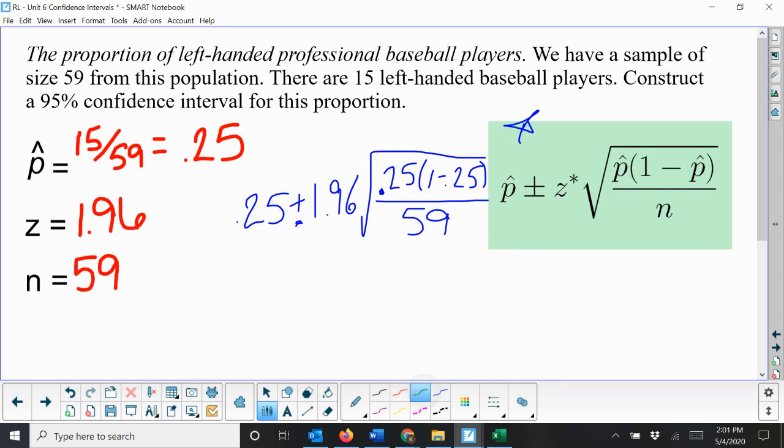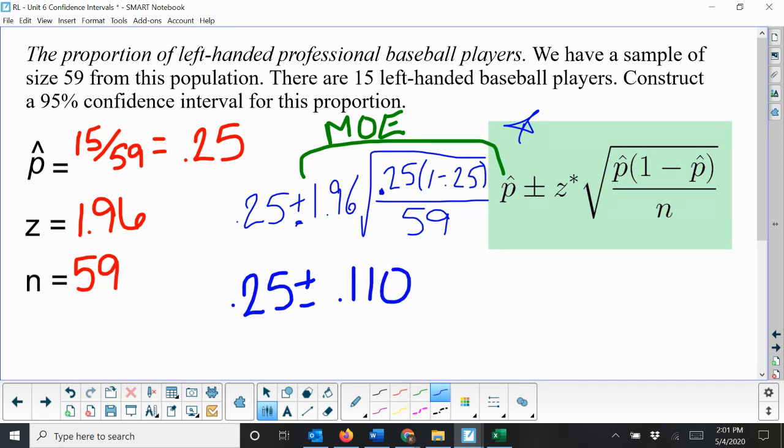Something important to make note of, and we saw this before when we were dealing with mean and standard deviation, this is our ME, or margin of error. So I'm going to calculate my ME first. And again, be very careful when you type this in, to make sure that you are typing it in appropriately and carefully. So we have 0.25 plus or minus, and for ME, I get 0.110. I always like to do 3 decimal places for ME. Of course, that 0 on the end, we could get rid of it. It's not going to change anything. So we could just do 0.11.